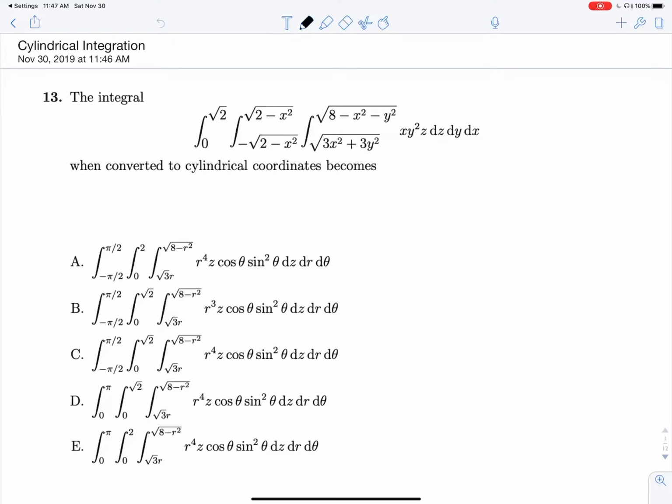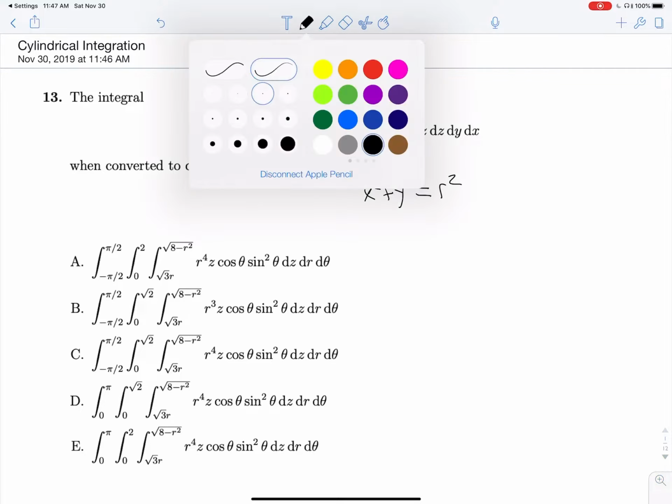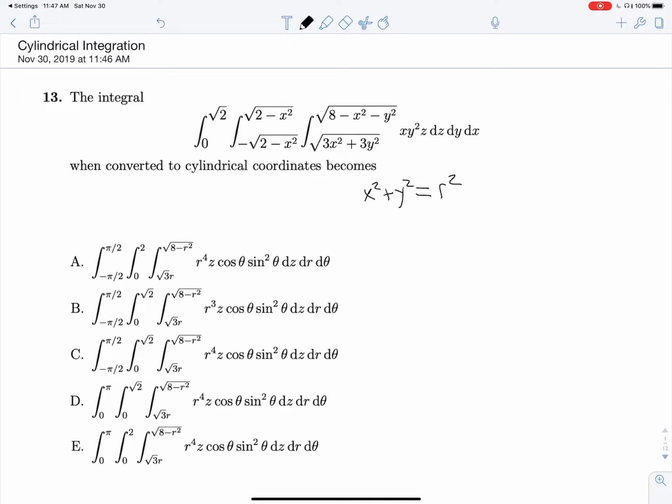This is cylindrical integration, so it can get a little sketchy. In general, everything we're going to need for cylindrical integration is that x squared plus y squared is equal to r squared. Also, x is equal to r cosine theta, and y is equal to r sine theta. And really, we'll be able to get by with this.